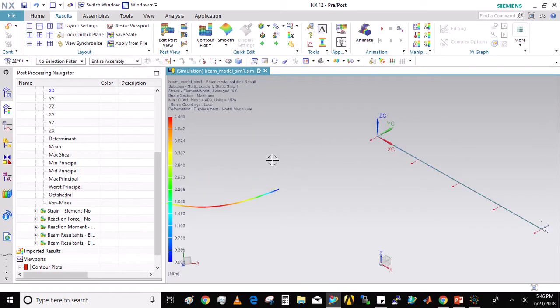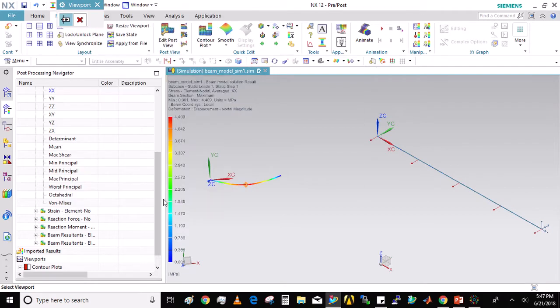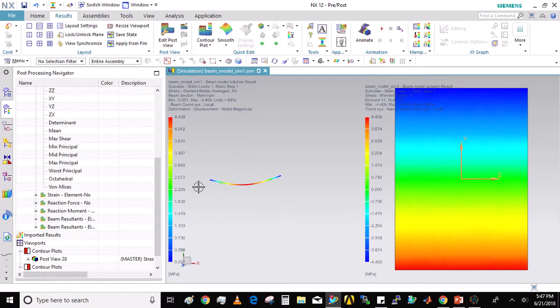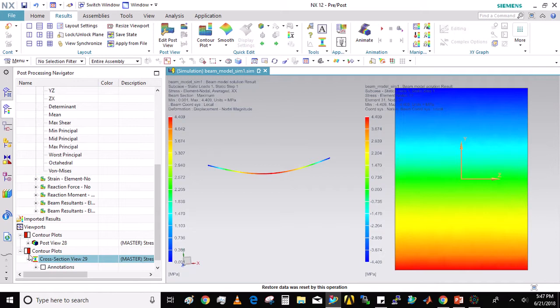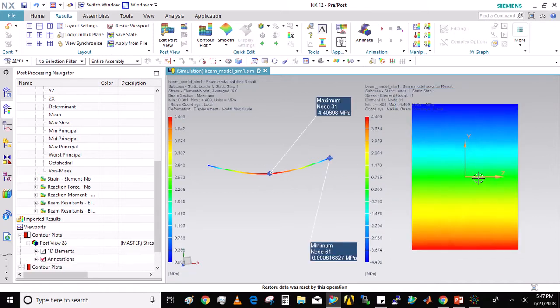This is the first layout, this is the second layout, and now if I try to draw the cross section view, I can draw it on this viewport. Now I have both the longitudinal view as well as the cross section view, right? And similarly, you can try using 4 views or multiple views.